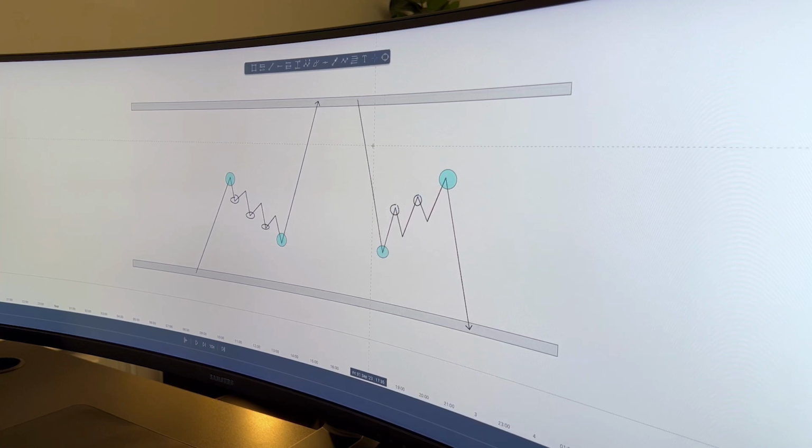Why is there impulses followed by corrections? Why isn't there just impulses? And what is actually going on in the market, and why do traders do this? And how do we take advantage of it? So I'm going to talk about that now. The way the market works is sellers are greedy, buyers are greedy. We're all trying to get as much profit out of the market as possible.